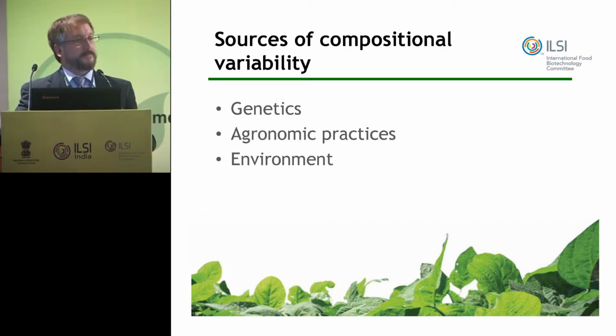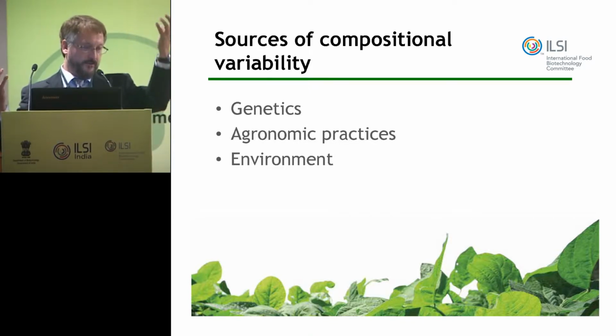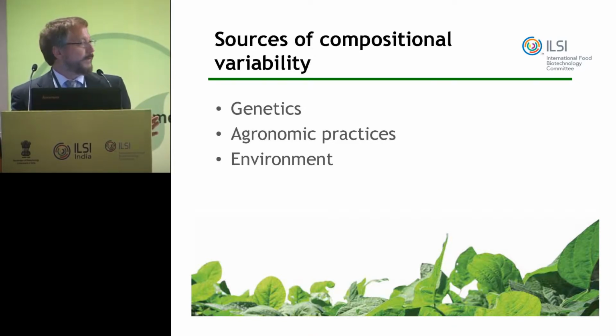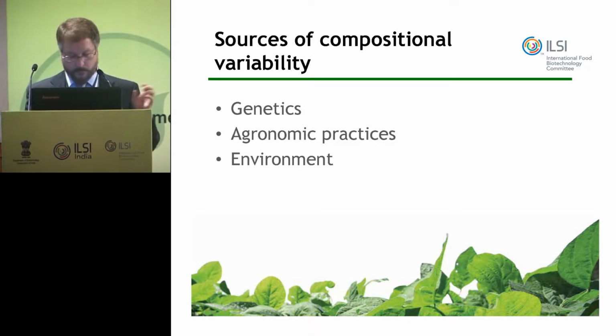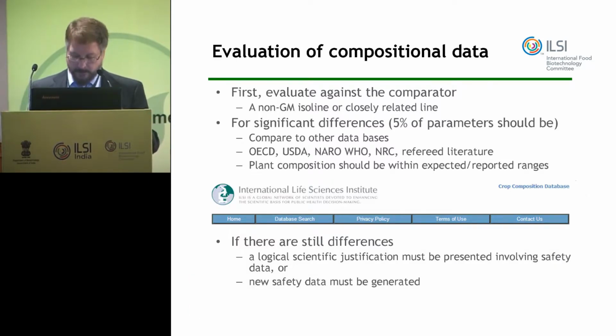We like to think that if we have two plants, GM and the isoline of the GM, the comparator, you can plant the two of them side by side and you're going to get the same values. But that rarely happens because there's a lot of compositional variability, which can come from genetics, the way things are planted, and even the environment themselves. So when you're going to compare two historical values, these have got to be taken into consideration. And a lot of the material that I'm going to present came from the ILSI-IFBiC workshop on composition that we had in September of last year in Washington.